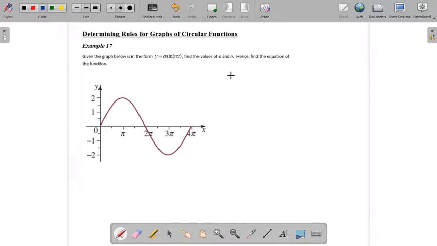So let's have a look then at working out our amplitude to start with, and we can see by looking at the graph that we have a maximum of 2 and a minimum of -2. So our amplitude is going to be 2. Our period then, we're looking to see how long it takes to get through one complete cycle. And so we're starting at 0, finishing at 4 pi, so our period is 4 pi.